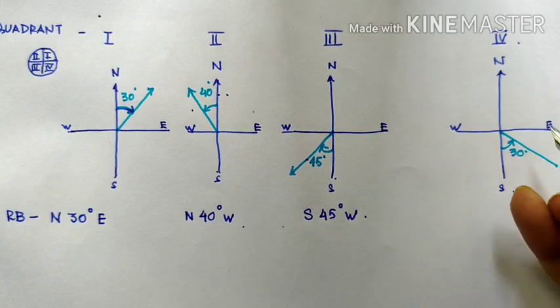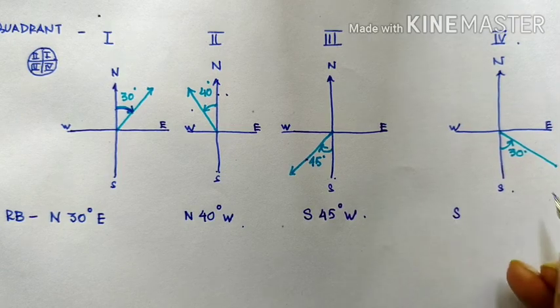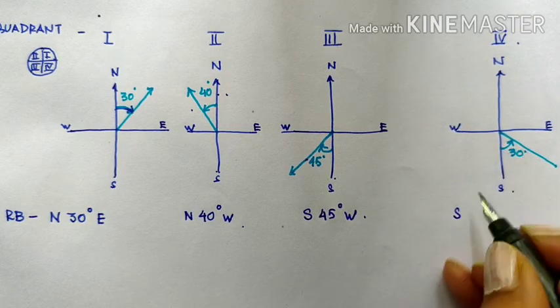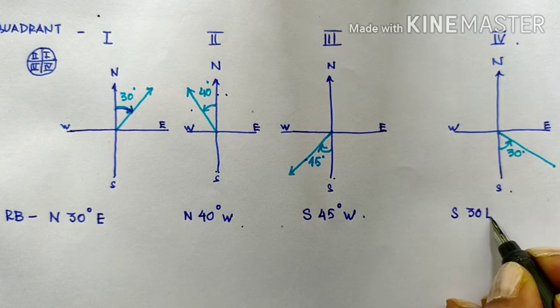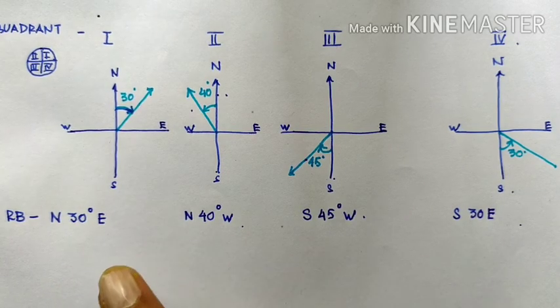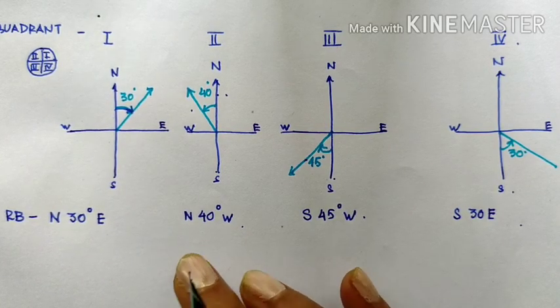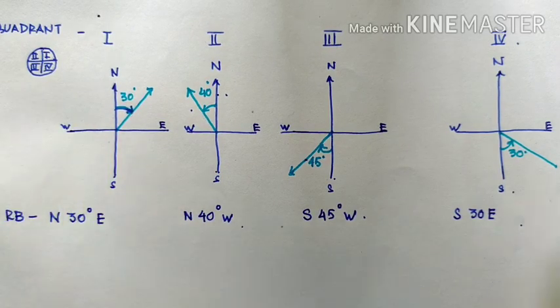Similarly here, southern hemisphere south, 30 degrees south, moving towards east. So this is how we write the reduced bearing. Now we will also learn the whole circle bearing from this graphs itself.